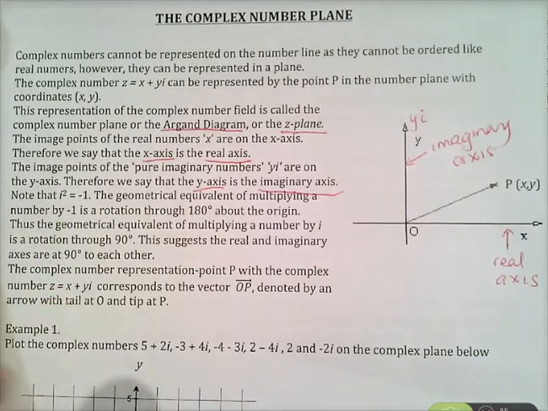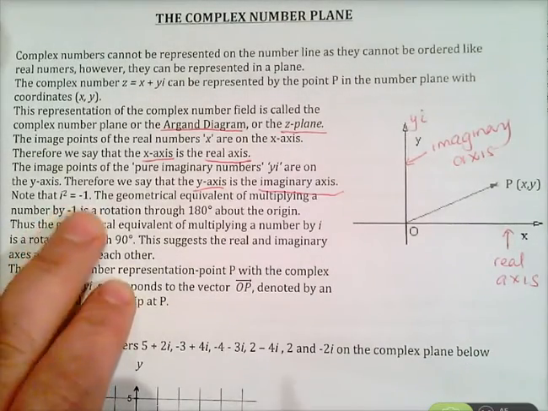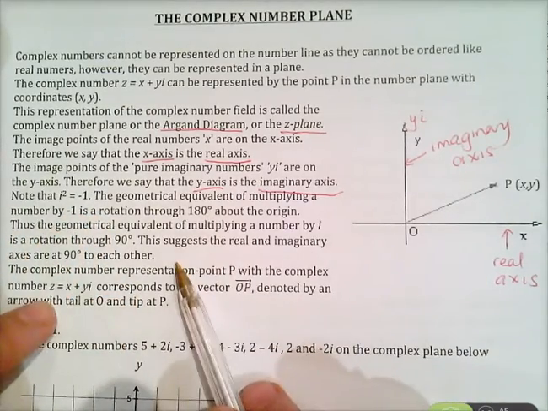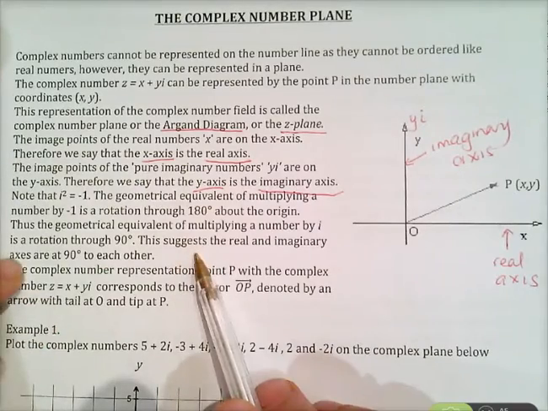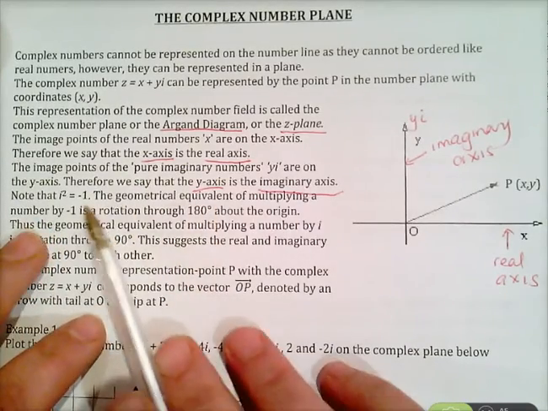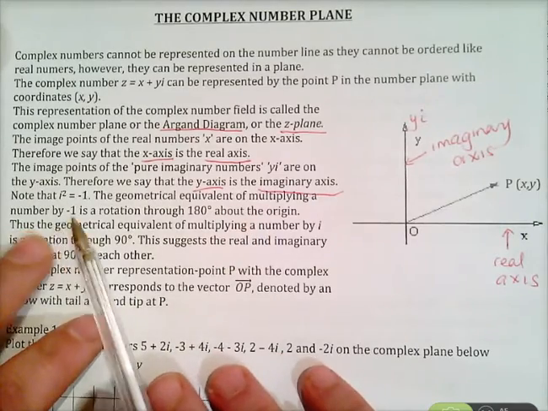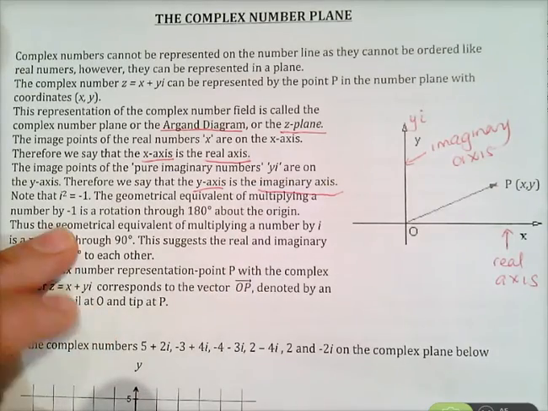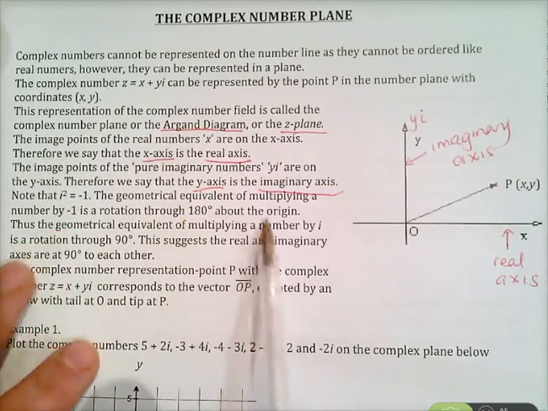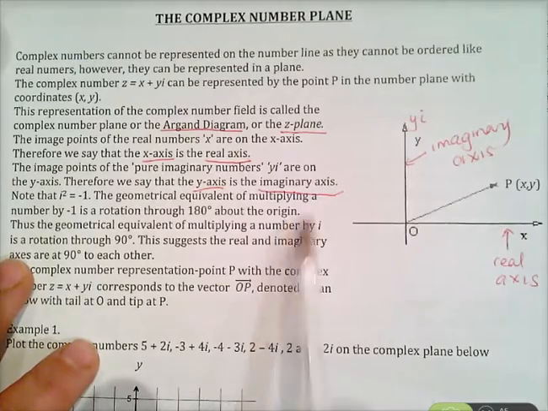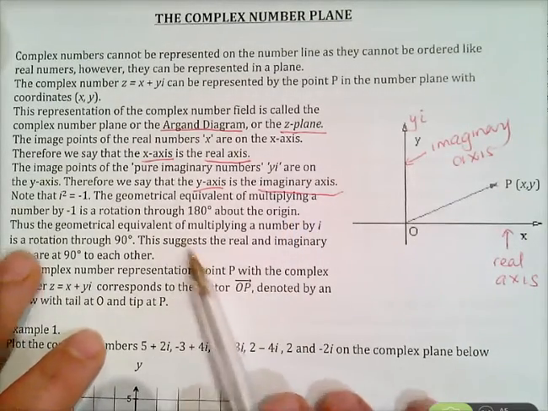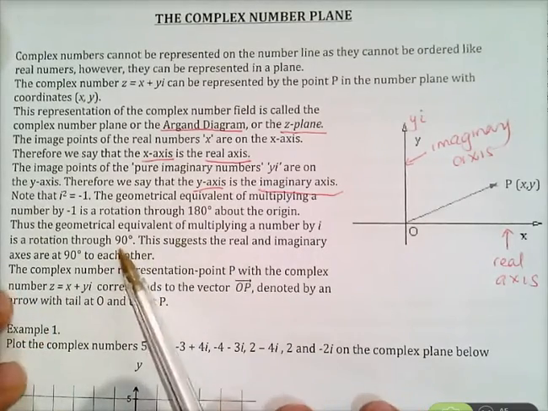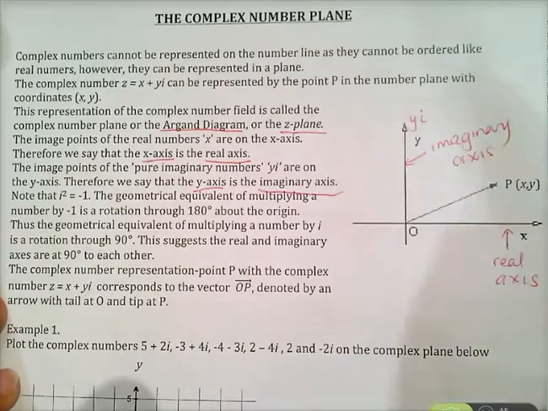Now, we know that i squared equals -1. We're going to do a bit more of this later, but I'll just briefly mention it now. If we multiply a number by -1, you're going to see a bit later that it's a rotation through 180 degrees about the origin. And if we multiply a number by i, it's a rotation of 90 degrees.